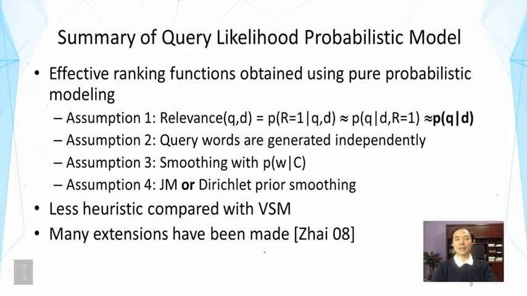If we make these 4 assumptions, then we have no choice but to take the form of the retrieval function that we have seen earlier. Fortunately, the function has a nice property in that it implements TF-IDF weighting and document length normalization. And these functions also work very well. So in that sense, these functions are less heuristic compared with the vector space model. And there are many extensions on this basic model, and you can find the discussion of them in the reference at the end of this lecture.